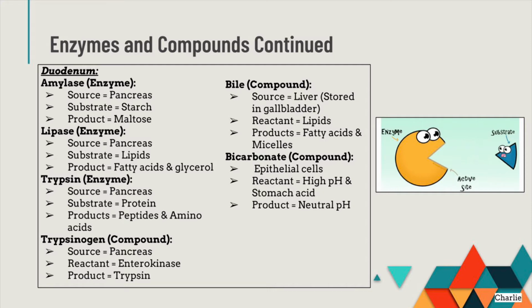Trypsinogen is a compound. Its source is the pancreas, its reactant is enterokinase, and its product is trypsin. Bile is a compound whose source is the liver, however it's stored in the gallbladder, and the reactant is lipids, and it produces fatty acids. Bicarbonate is a compound which is produced by epithelial cells, and it reacts with stomach acid and high pH, and it produces neutral pH.